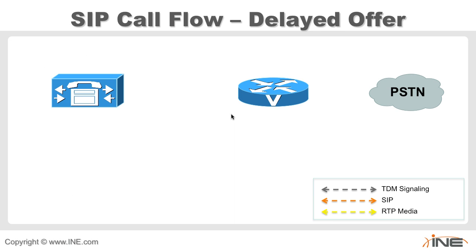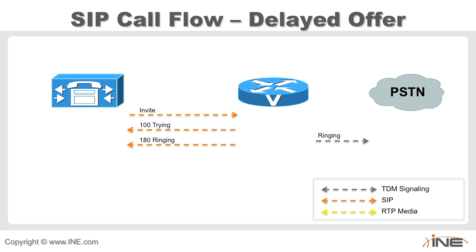Let's take a look at the call flow. So SIP call flow, let's look at delayed offer. First of all, we have our invite. So H323 sent a connect message, SIP sends an invite message. From the invite, the terminating gateway sends back a 100 Trying. Hey, I'm trying to locate who you're telling me you want to talk to. Okay, so then it goes ahead and rings, and then it sends back a 180 message, ringing.